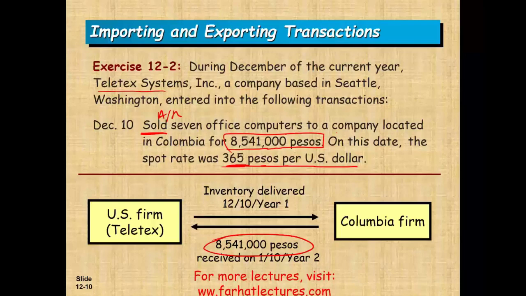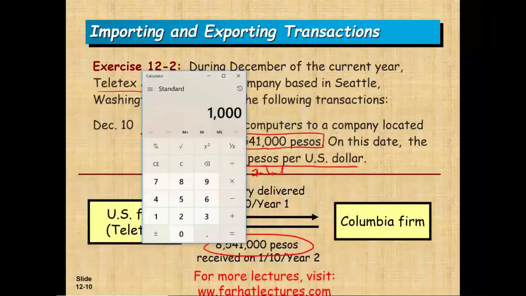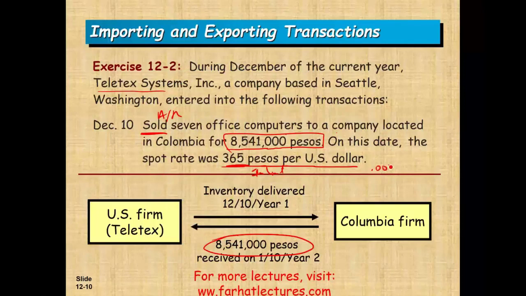This is the indirect exchange. If you are not comfortable with the indirect exchange, convert it into a direct exchange by taking 1 divided by 365, which is 0.0027. So each peso will buy you 0.0027 US dollar. Or in other words, 365 pesos will buy you a US dollar. Okay, it's the same thing.